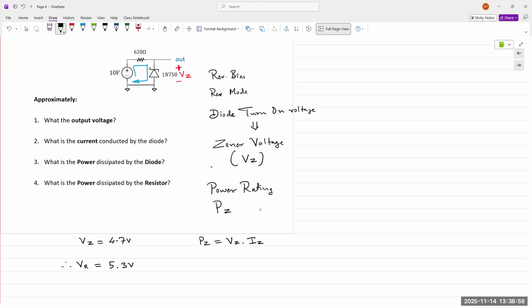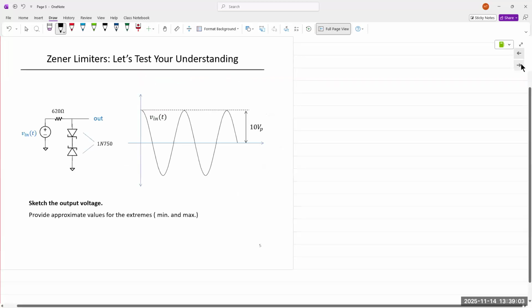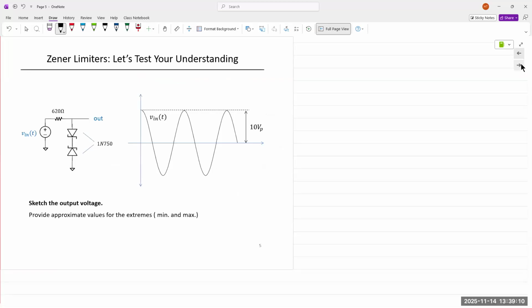Okay, let's take a look at a circuit where we have two Zener diodes connected back to back, and we apply an AC waveform to it. So let's say we have the circuit, right? Resistor.